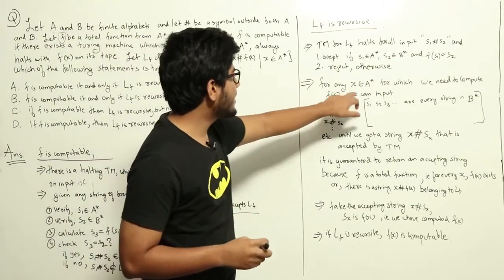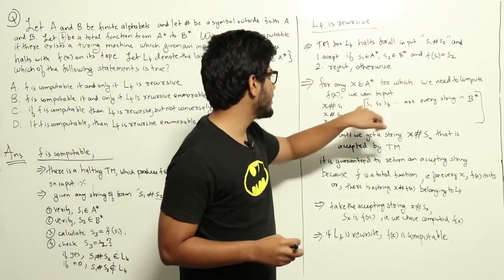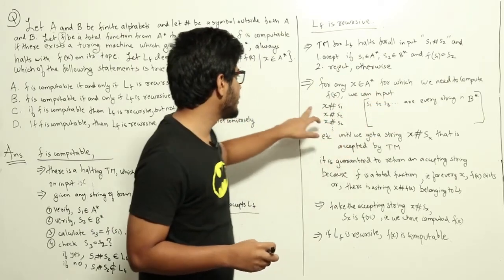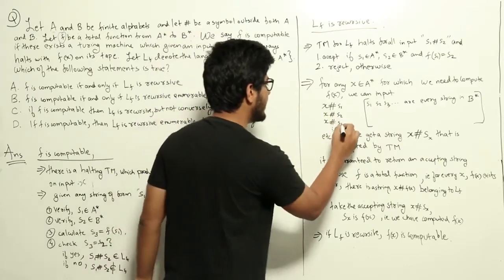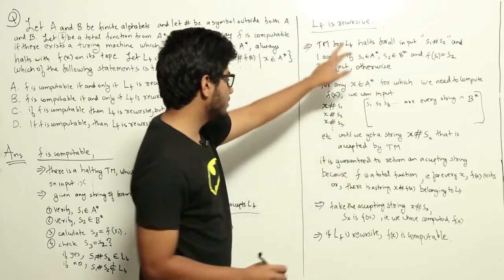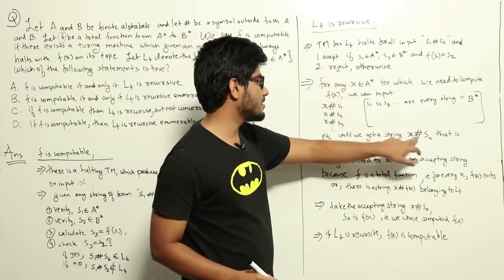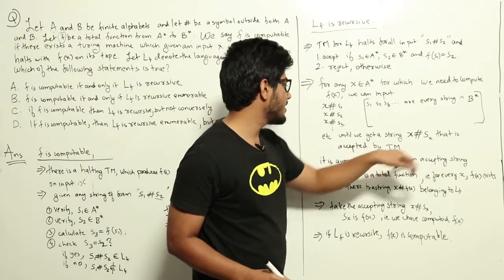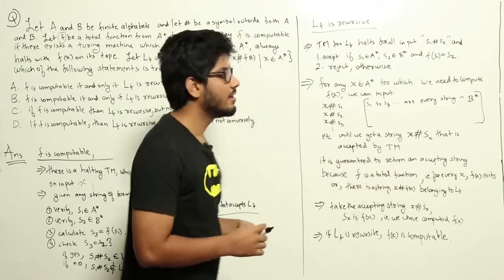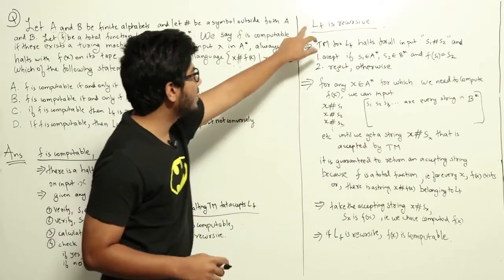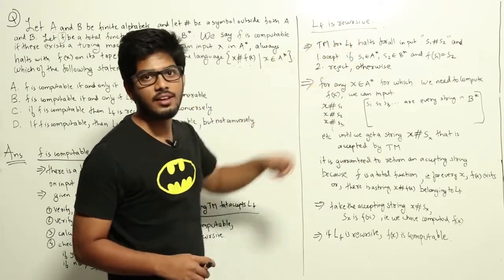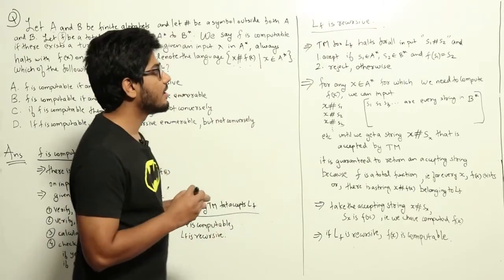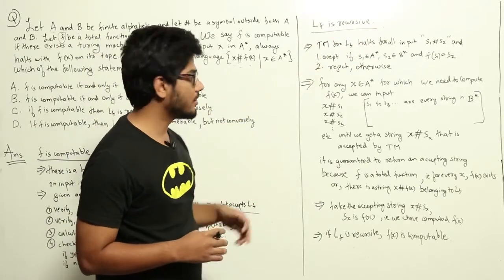Now for any x belonging to A star for which we need to compute f of x, we can input x#s1, x#s2, x#s3, etc. to this Turing machine until we get a string x#s_x that is accepted by the Turing machine. What I'm saying here is that we know LF is recursive. For any language belonging to LF, we have a Turing machine that will halt and say if it belongs to LF or if it doesn't belong to LF.